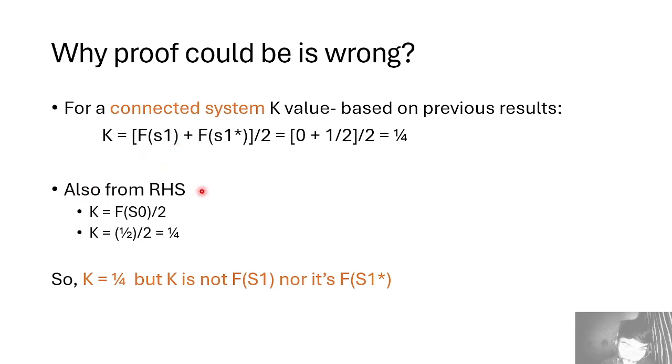Also, you can prove it from the right hand side. k is f sum of s0 divided by 2, and f sum of s0 is 1 by 2, so k will be 1 by 4. So k satisfies. So k is 1 by 4, but k is neither f sum of s1 nor s1 shifted. But he did tell you that it's f sum of s1, right? So that's kind of wrong.